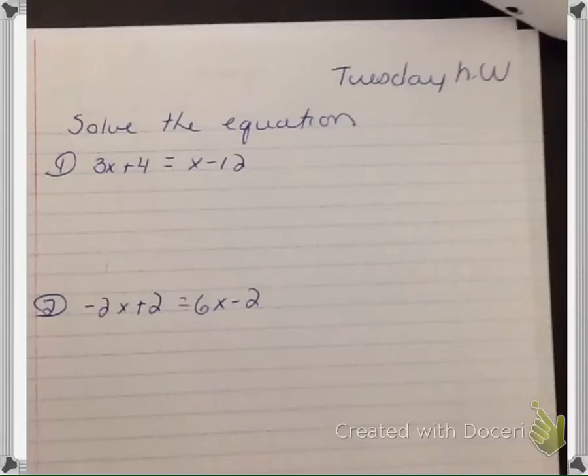This would be 5/12/15, and you're doing exactly what you did last night. You have two equations that you need to solve. You should not need the video to help you with that, just to check it, and then you'll be graphing them as well. So I want you to write down the two equations. 3x plus 4 equals x minus 12. And negative 2x plus 2 equals 6x minus 2. Shut the video off and don't turn it back on until you've solved both of those equations.